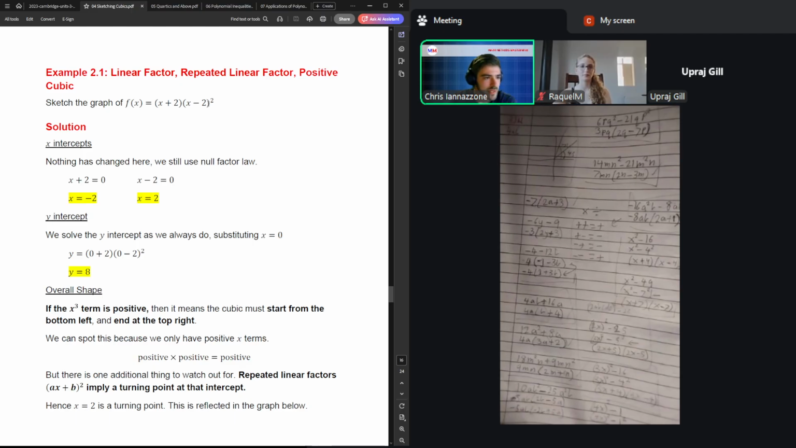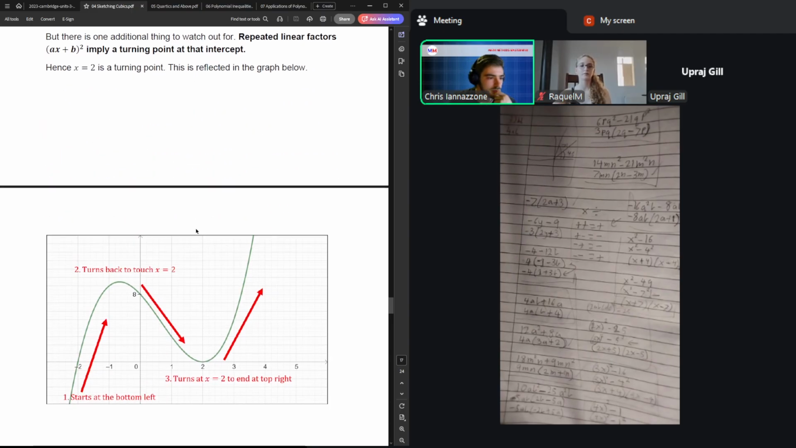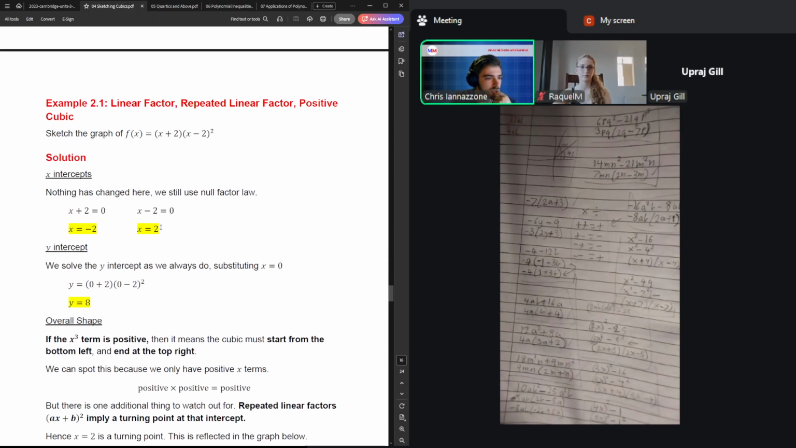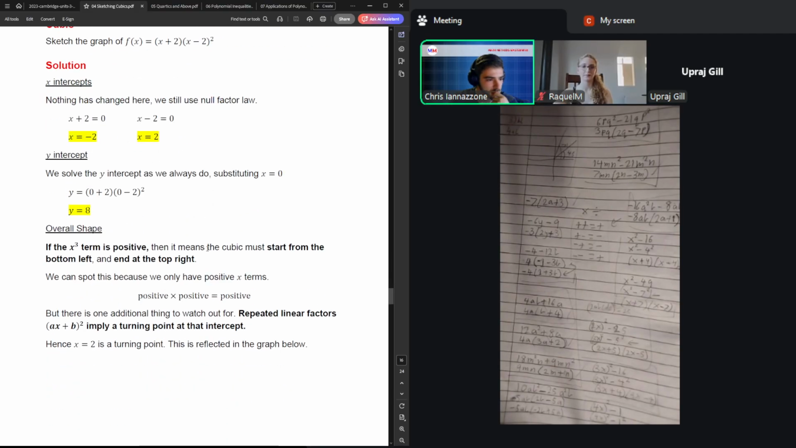What's different is that the solution to the squared linear term, or the repeated linear factor, is going to be a turning point on the x-axis, not a cut through it. So for instance, there's that -2 cut, but there's the +2 turn. It turns at that spot. So when you're doing your actual solution, you might just want to make a mental note that this one is a turning point. You might give it a little TP as a sign to make sure you turn at that spot.